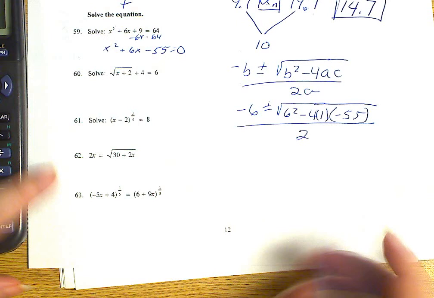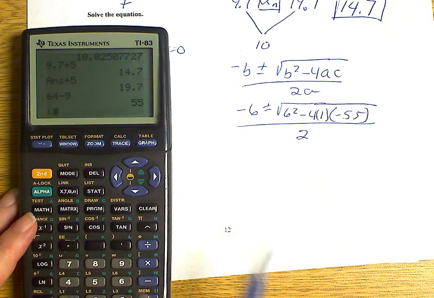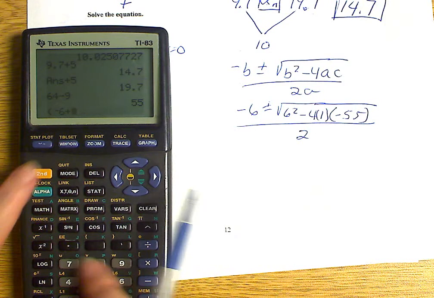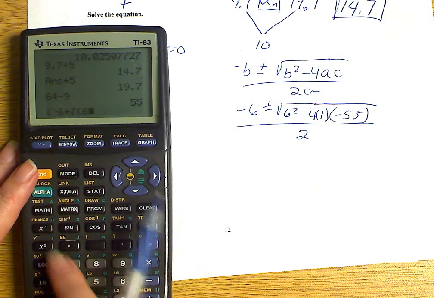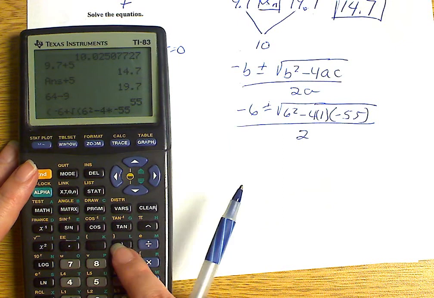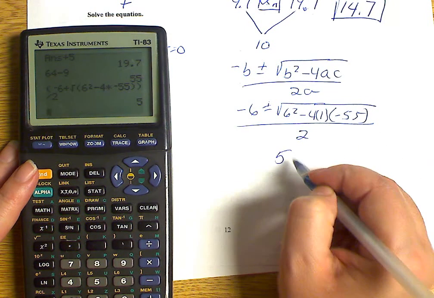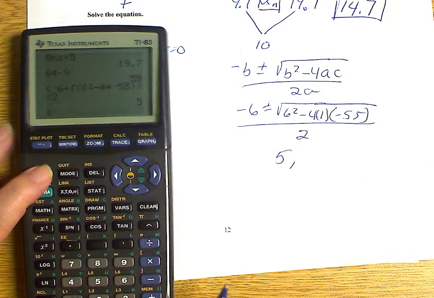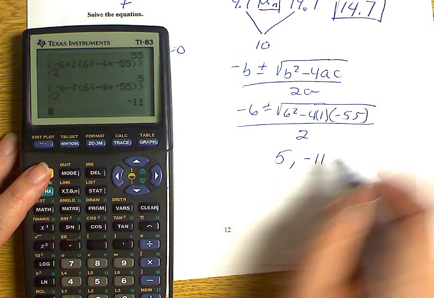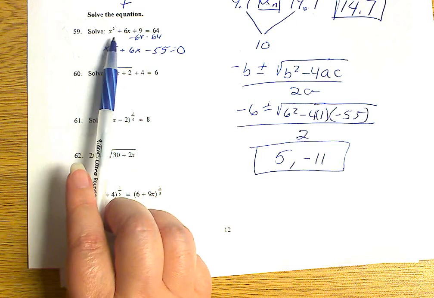All right. Throw this in our calculator. So I'm going to go in parentheses, negative 6 plus the square root of 6 squared minus 4 times negative 55, end of parenthesis, divided by 2. And I get 5. My other one is the same thing, but now I have a minus, and I have a negative 11. So I have two numbers. Remember, anytime you have a square, you have to use the quadratic to solve it out.